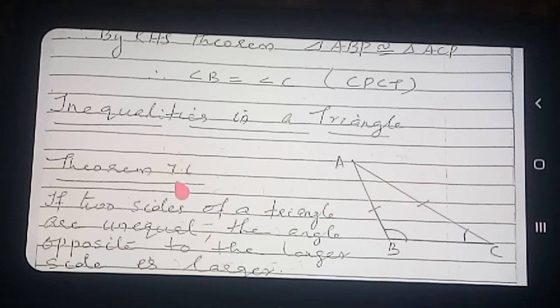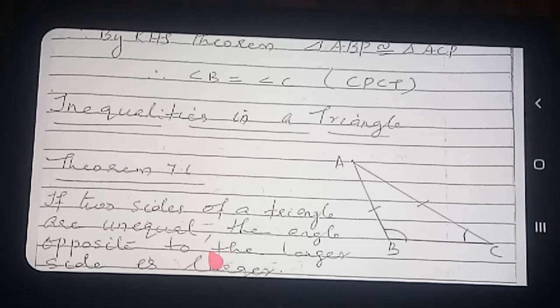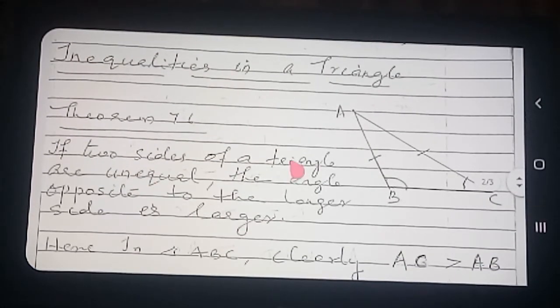The theorems I am going to explain are 7.6 and 7.7. You draw different diagrams and try to verify them. First of all, I will explain it. What is the theorem? Listen here. What inequality can we understand from here? Two sides of a triangle are unequal. Two sides of a triangle are unequal.